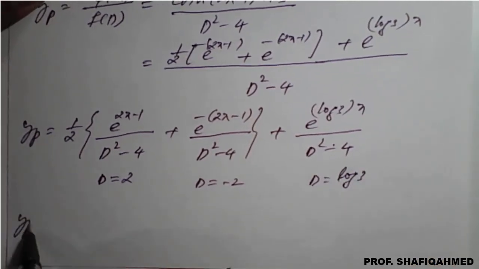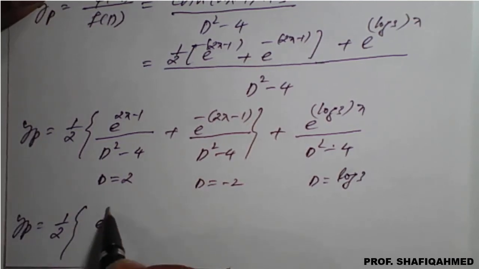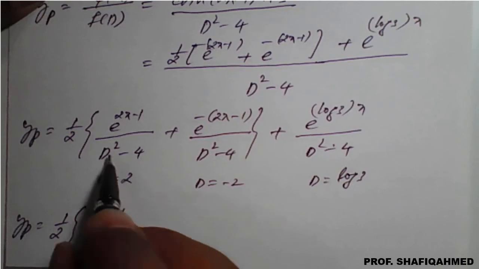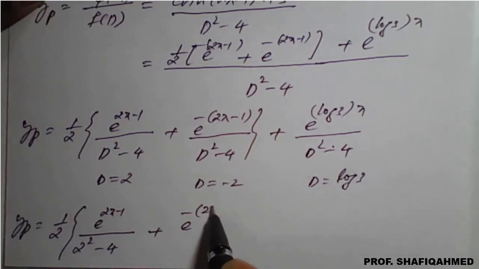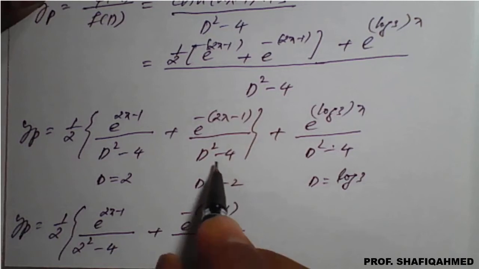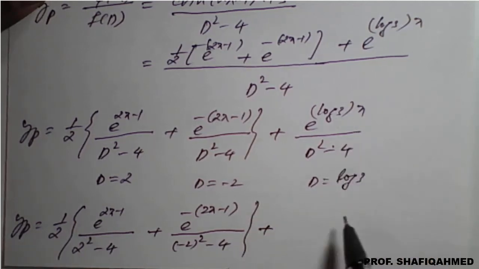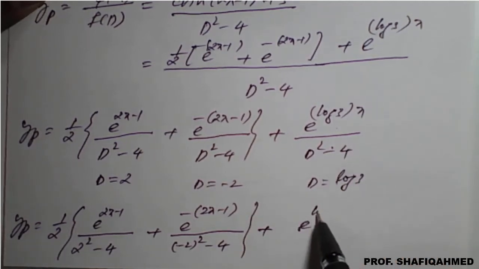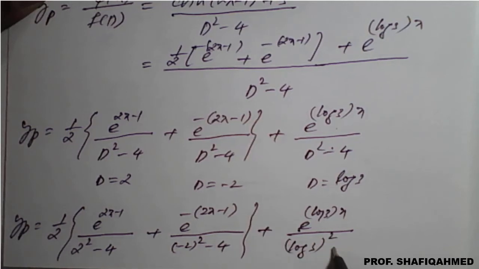So therefore yp is equal to 1 by 2, which we will keep outside, e raised to 2x minus 1. If you replace d with 2, what happens here? 2 square minus 4, plus e raised to minus 2x minus 1 as it is. So d will be replaced by minus 2, square minus 4, plus, close the bracket. Here d will be replaced by log 3. So e raised to log of 3 into x divided by log of 3 whole square minus 4.